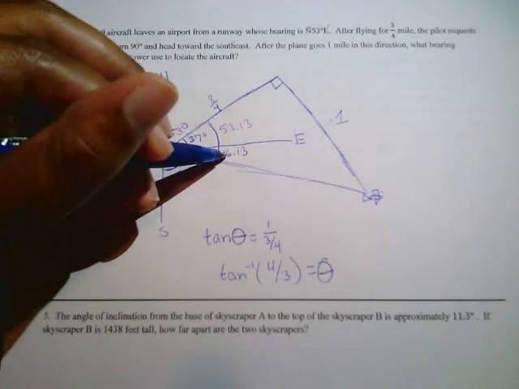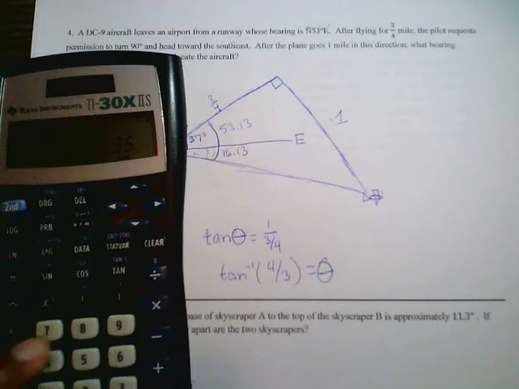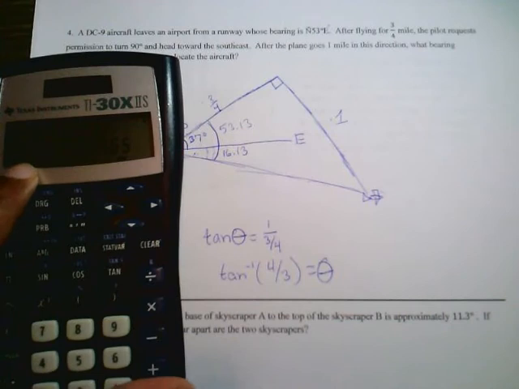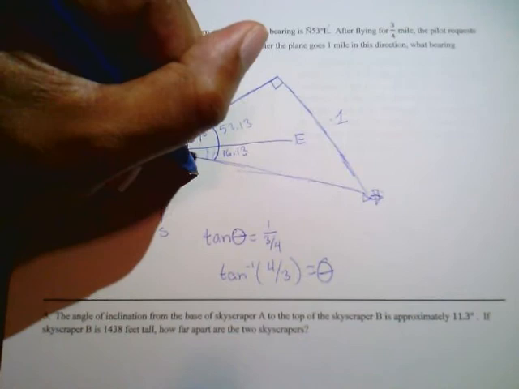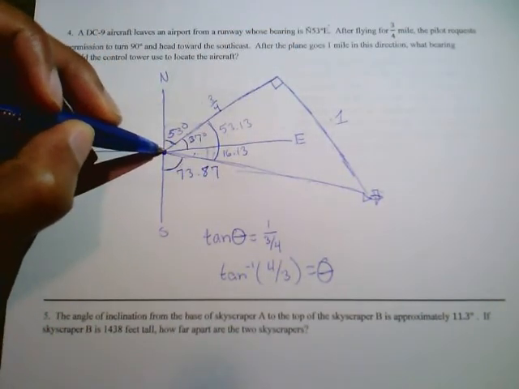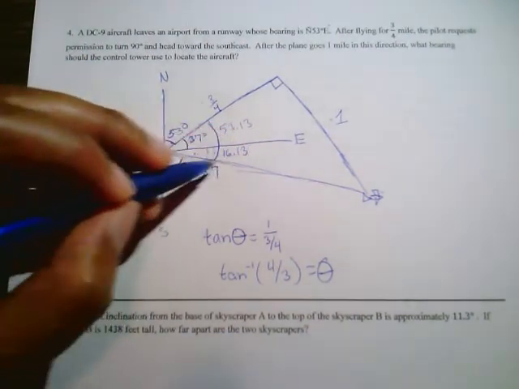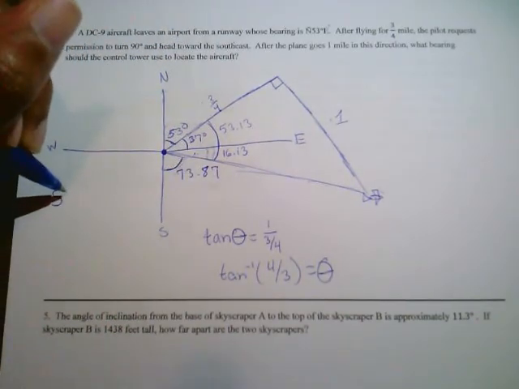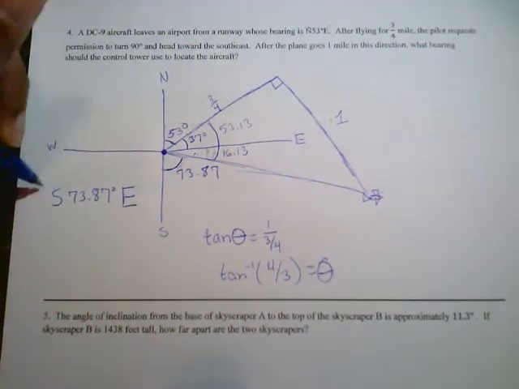And then we do 90 minus this 16.13 to get this angle that's remaining. So 90 minus 16.13, and that leaves us with 73.87. So this angle measures 73.87, and the tower's again at the origin, so it's going south, and then 73.87 degrees towards the east. So that's the way that we're going to write out our final answer. It should be south, 73.87 degrees east.